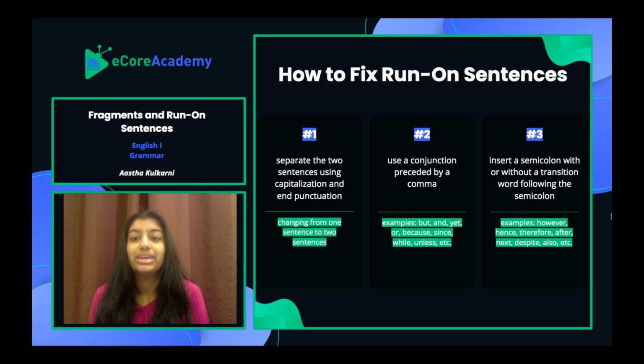Lastly, it says to insert a semicolon with or without a transition word following the semicolon. So some examples would be however, hence, therefore, after, next, despite, and also. Obviously, there's more, but these are probably the least common. I found that high school students and elders or older people tend to shy away from semicolons, but I personally think that semicolons are a really quick and easy fix for run-on sentences. So I'm going to demonstrate how to use a semicolon so that you guys don't find it so intimidating or annoying to use semicolons.